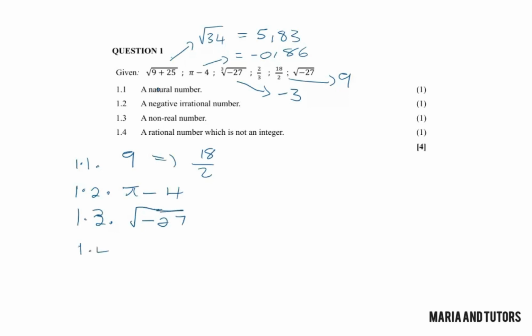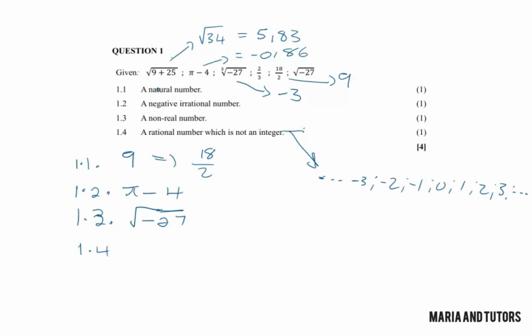Okay, let's go to the last question, which is question 1.4. In this case, we want a rational number which is not an integer. Don't forget, integers are positive and negative whole numbers. So as for integers, we can have negative 3, 1, 2, 3, up to positive. Integers include positive and negative whole numbers.